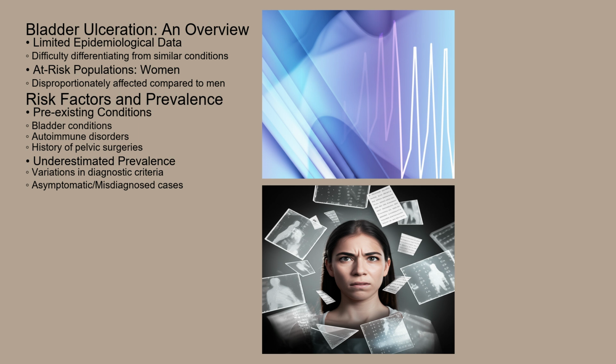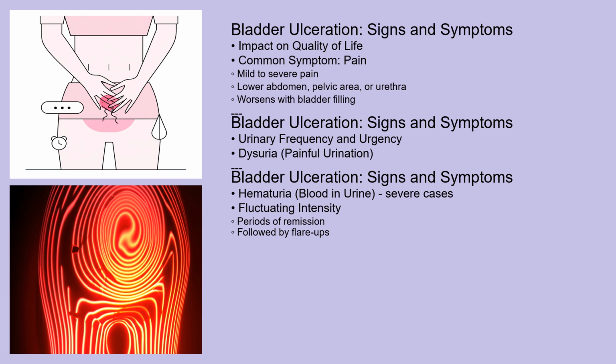The overall prevalence is likely underestimated due to variations in diagnostic criteria and the fact that some cases may be asymptomatic or misdiagnosed. The signs and symptoms of bladder ulceration can significantly impact quality of life. The most common symptom is pain, which can range from mild discomfort to severe, debilitating pain in the lower abdomen, pelvic area, or urethra. This pain may worsen with bladder filling and improve after urination. Increased urinary frequency and urgency are also hallmark symptoms. Some individuals experience dysuria, or painful urination. In more severe cases, hematuria, or blood in the urine, may be present. The symptoms can fluctuate in intensity, with periods of remission followed by flare-ups.